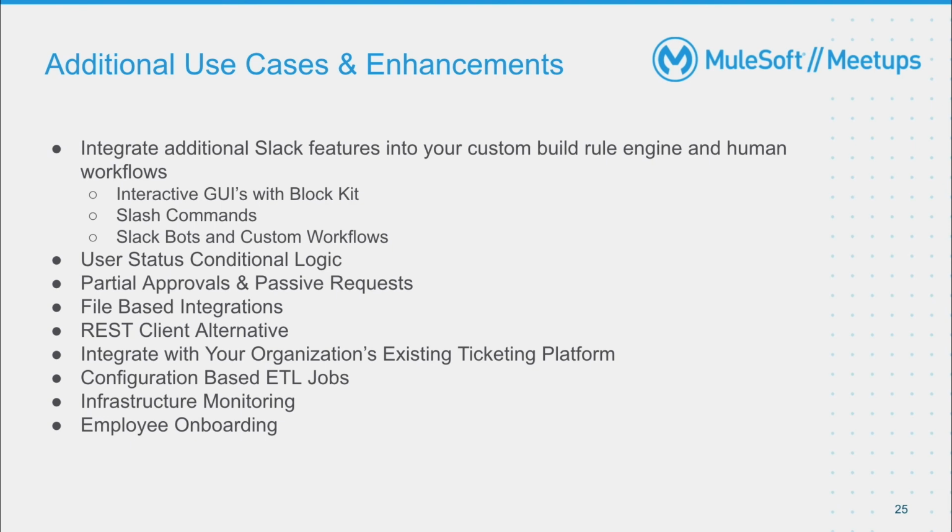We also have partial approvals. So what we saw in the demo was only a yes or a no, but you could have a mechanism where the business user can reply with a partial amount. So let's say the charge was requested for 10,000 and you only want to approve 5,000. You could easily do that by just responding to the message.